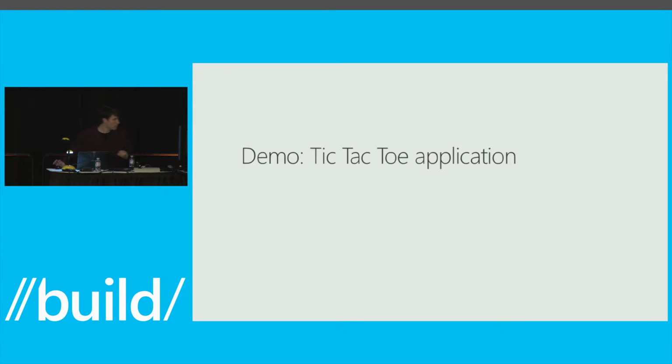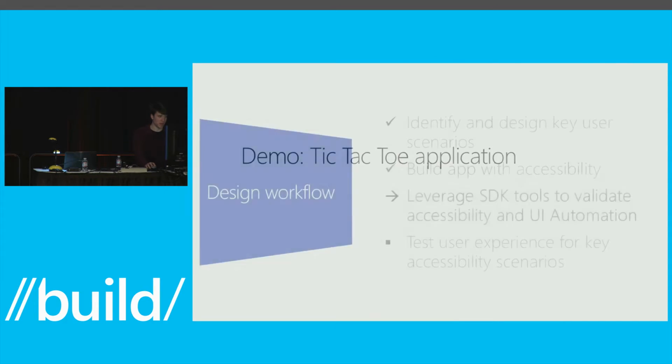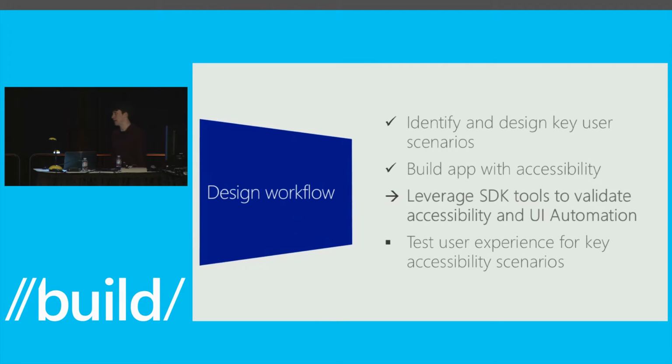Okay. So that's our tic-tac-toe app. Now we've identified the scenarios. We've built the app, at least to a first approximation with accessibility. And now we want to actually validate that users with disabilities can use this. So the first thing we're going to do is start by leveraging the SDK tools that are provided.